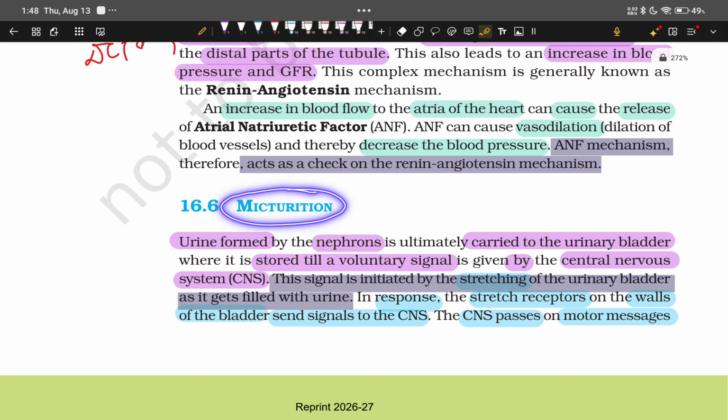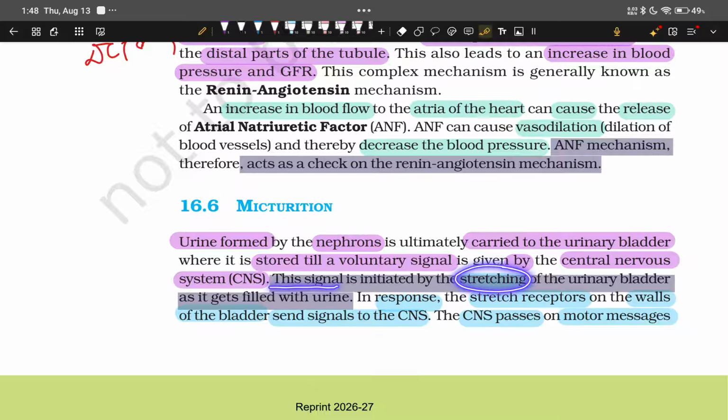Moving on to micturition. You know what micturition is? Micturition is basically the process of release of urine. Urine formed by the nephron is ultimately carried to the urinary bladder. Now it is stored in the urinary bladder. Till how much time is it stored? Till the time when a voluntary signal is provided by the central nervous system. Now, when will the voluntary signal be provided by the CNS?